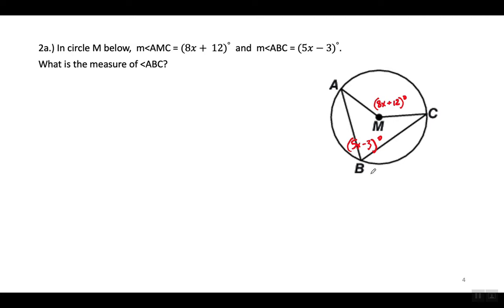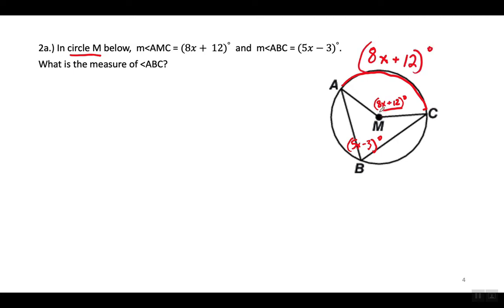Okay, so what we got to realize on this one is the relationship that exists between this arc and these two angles. Okay, first of all, M is the center of the circle. How do I know that? Because it says here circle M. So M is the center. That means that this is a central angle. If this is a central angle, that means that the measure of this arc is also 8x plus 12 degrees.